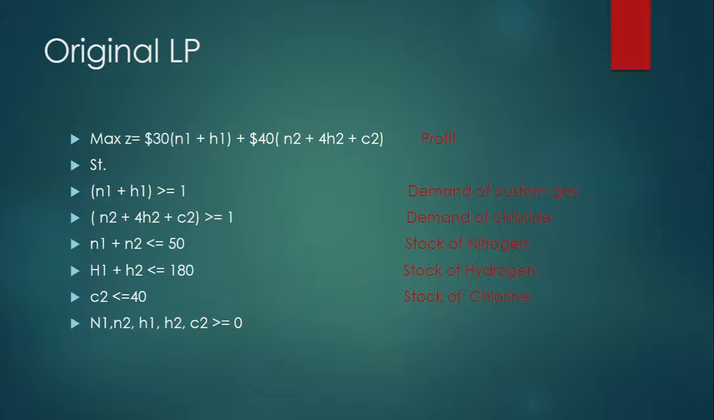Alright, and here's our original linear algebra problem. Here you see it is quite simple. You have your first gas that we make, so this is going to be our custom gas, and then we have our chloride, and then here we have our stock limitations.